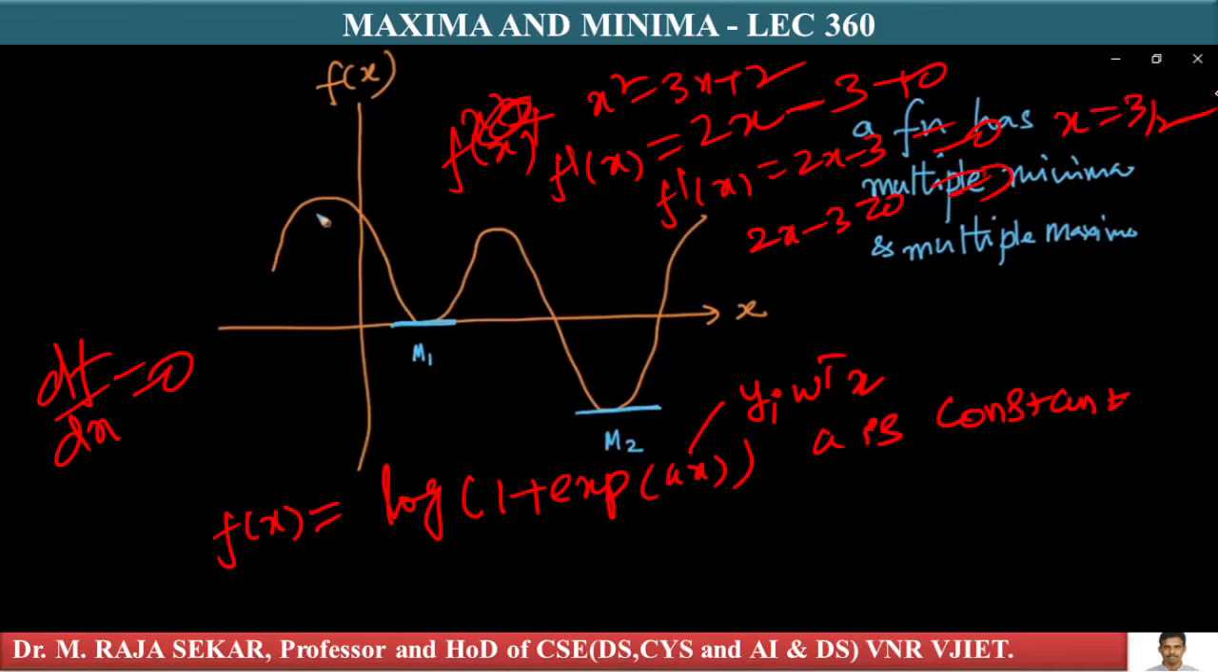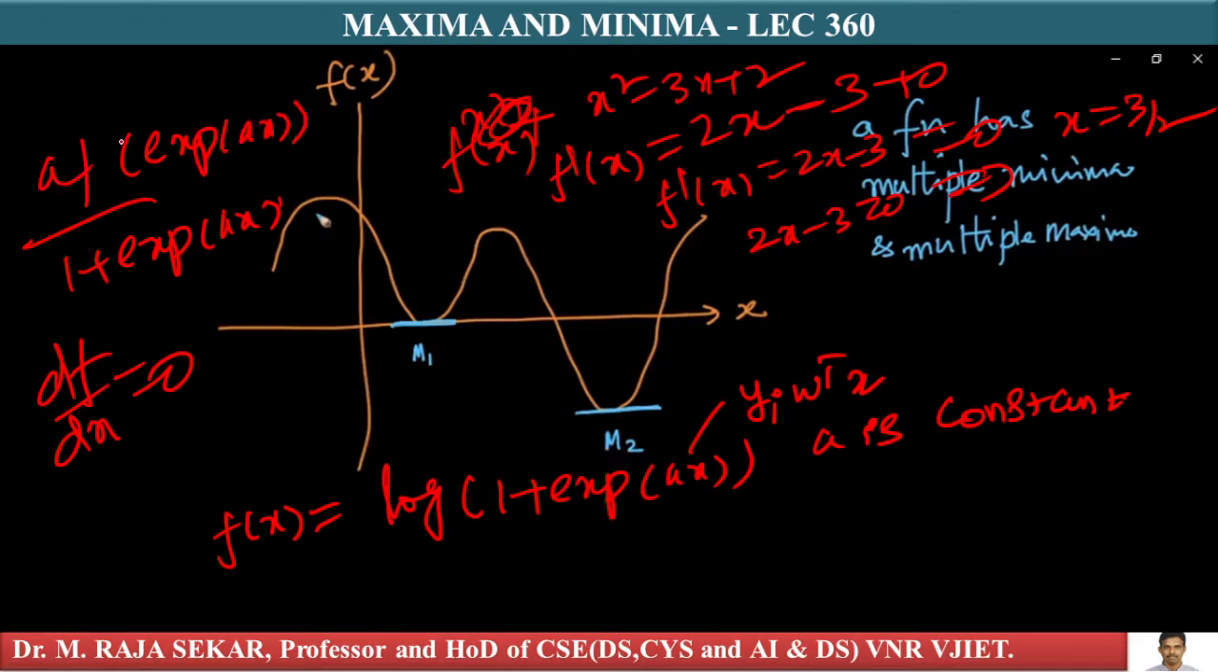It's a simple thing. But what happens for log of 1 plus e power ax? If I differentiate it, what will I get? 1 by 1 plus exp of ax, and again the chain rule I must apply. Differentiating exp of ax gives exp of ax, and ax differentiates to a. So I get a into exp of ax divided by 1 plus exp of ax. This I must equate to 0.